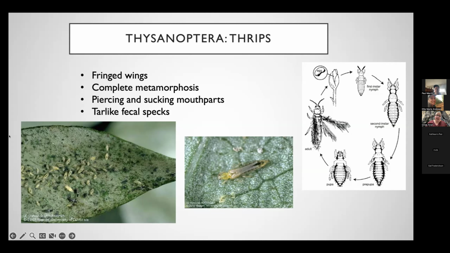So in addition, with this insect, you'll see these black tar-like fecal specks. You'll see these little black specks on leaves, and only certain insects will have those black specks. This helps in identification when it comes down to, okay, I see the damage, but I don't see the insect anymore. What was I dealing with? And that happens often. The insect is not always present. So when you see stippling and you see the black specks, this is one of the insects that it could be.